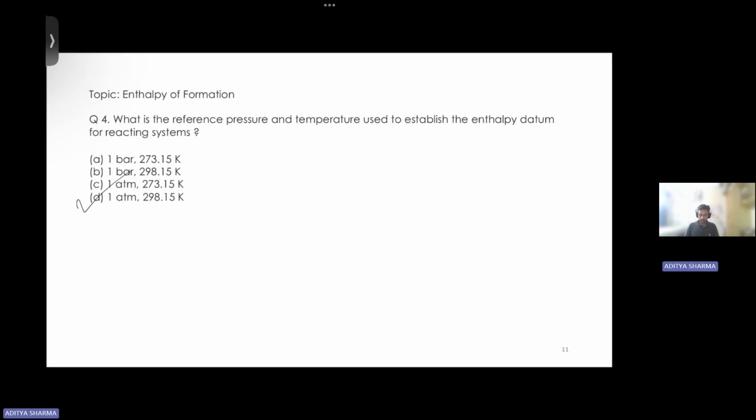These are the reference pressure and temperature using which your enthalpy is defined, taking the enthalpy values at these pressure and temperature values. Okay, so D is the answer to this question.